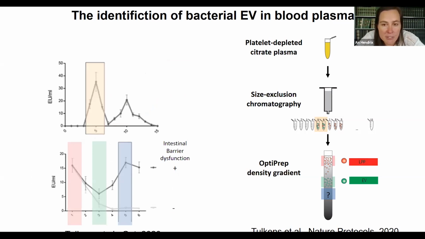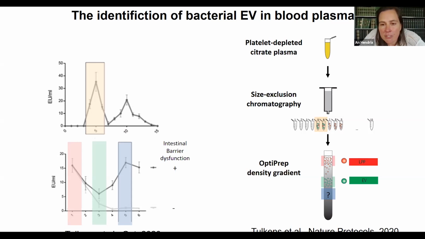So what we did is we started off with the assumption that, if we do have bacterial extracellular vesicles, they may be derived from gram-negative bacteria and they contain LPS, or lipopolysaccharide, on their surface.